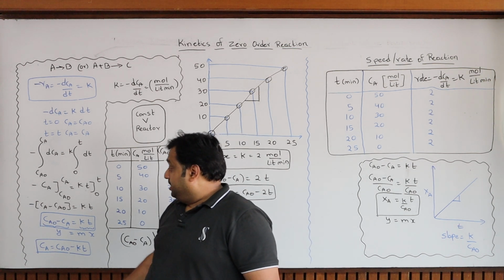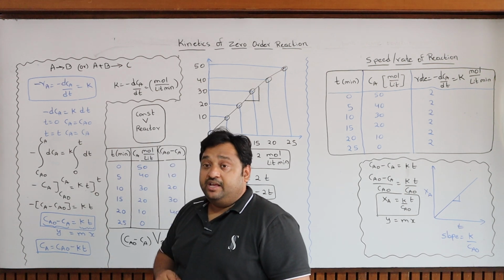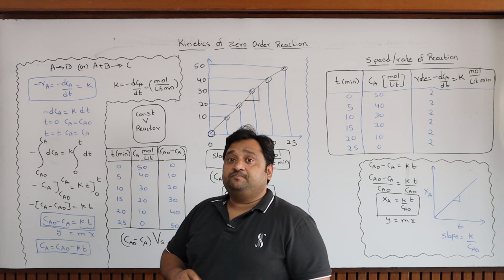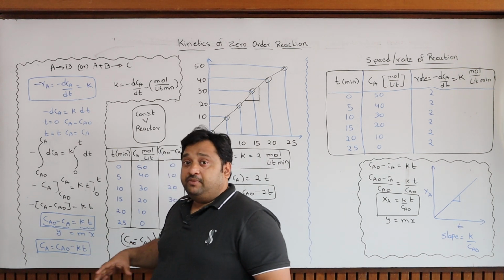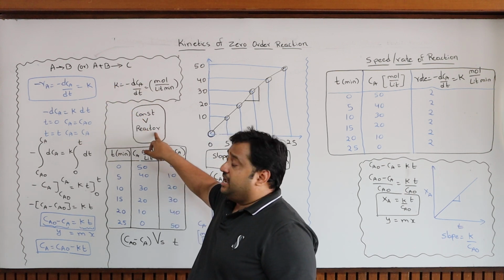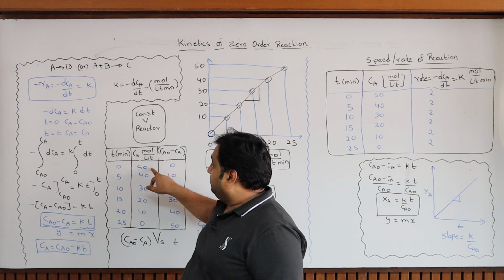Now take this equation, CA0 minus CA is equal to k times t. The objective is to find out the value of k using experiments. If you plot from the experiment, because I have conducted some experiments, I have conducted the particular reaction in the batch reactor, I have time data and the concentration data.